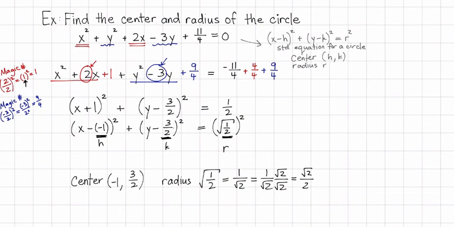But that's generally how we're going to go through and work with an equation that looks like this: we're going to complete the square and try to get it rewritten in this standard form so we can pick off the center and the radius.